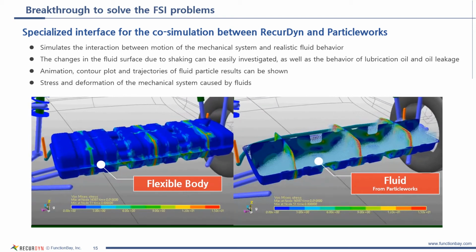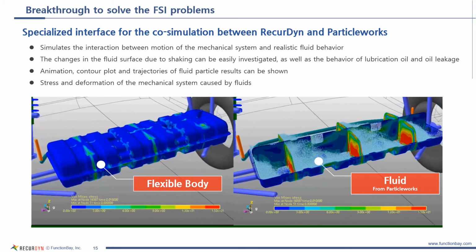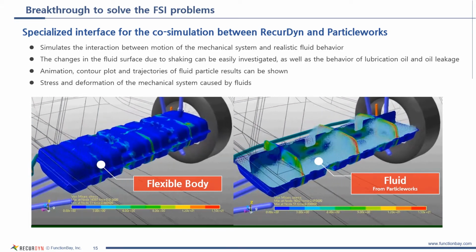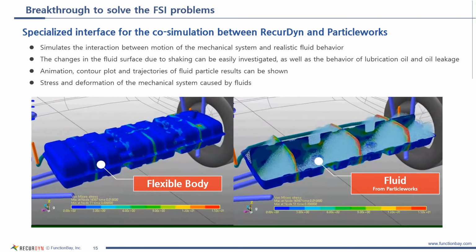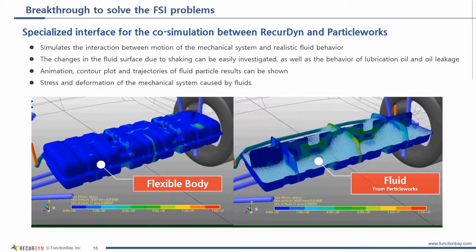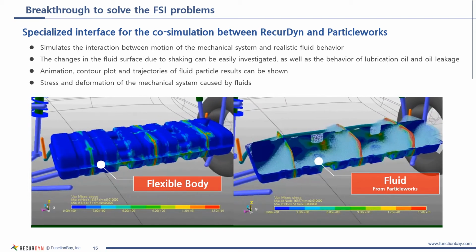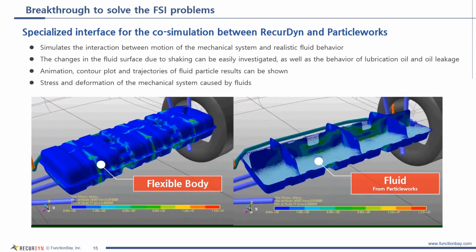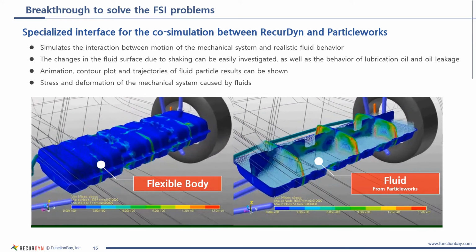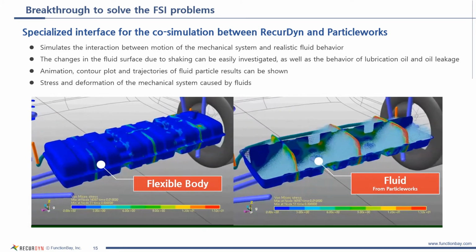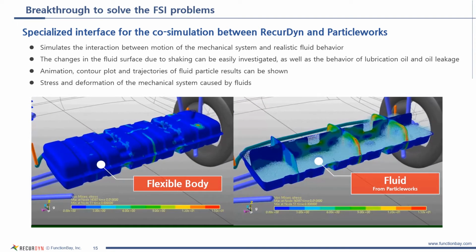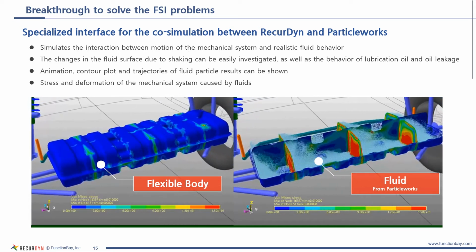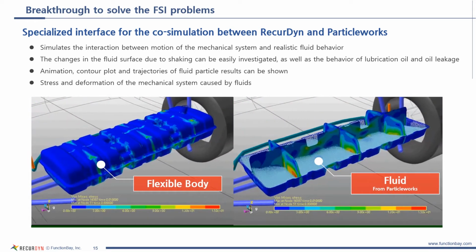In addition, loads caused by fluids, for example, drag force such as gear oil scattering, driving force, and conservative force such as buoyancy force, can be applied directly to the surface of rigid or flexible bodies in the system. It allows you to calculate the loads acting on the entire system. And it is possible to analyze the results from these co-simulations in various forms such as animation, contour plot, and trace. All this can be achieved using the co-simulation using RecurDyn and ParticleWorks, Multibody Dynamics software, and particle-based CFD software.